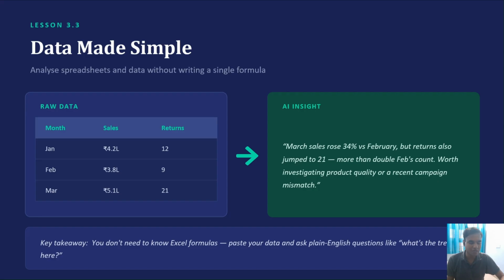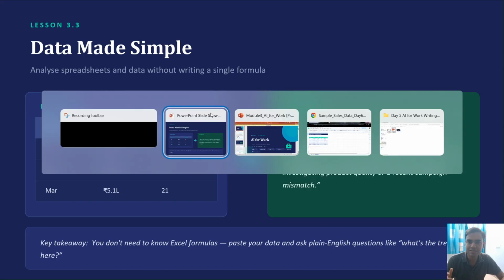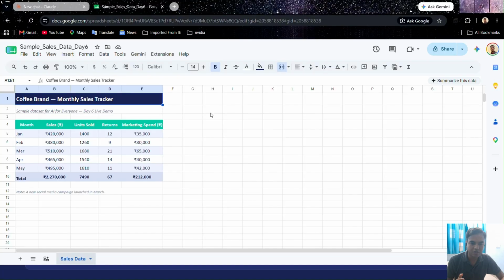Let me show you the first method, that is using Claude. So let's see a sample of data, like what kind of data we can analyze. Suppose I have created a sample data here. It's a coffee brand monthly sales tracker. Here we have sales data from Jan to May. In Jan, 4,20,000 sales, then till May it was 4,95,000, and the units sold data is also there. There are returns data, marketing spend, and the total column.